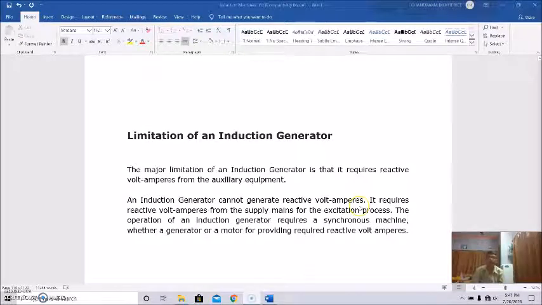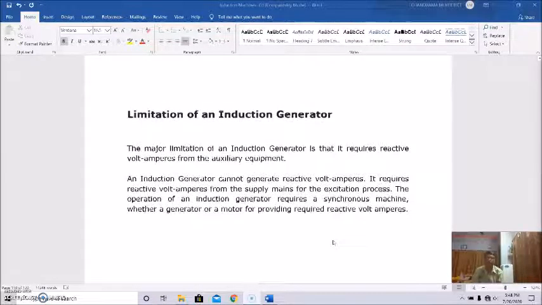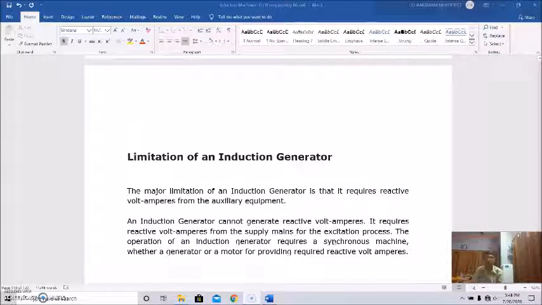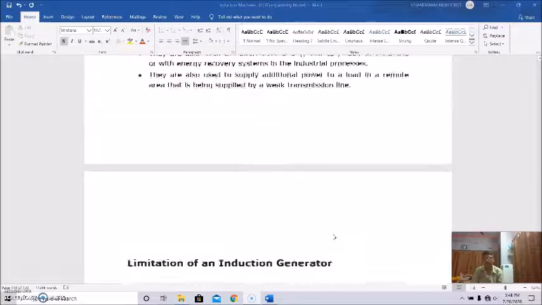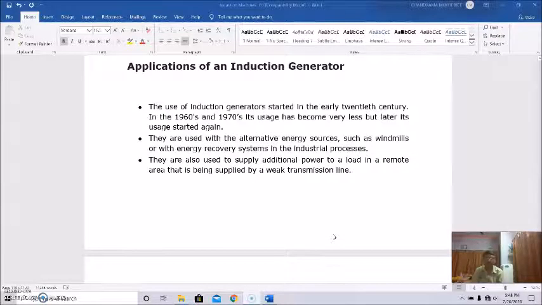And its limitations: the major limitation of an induction generator is that it requires reactive voltamperes from auxiliary equipment. An induction generator cannot generate reactive voltamperes, so it requires reactive voltamperes from the supply mains for the excitation process. The operation of an induction generator requires a synchronous machine, whether a generator or a motor, providing the required reactive voltamperes. So these are the advantages, applications and limitations of induction generators.